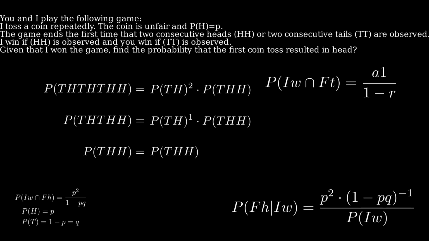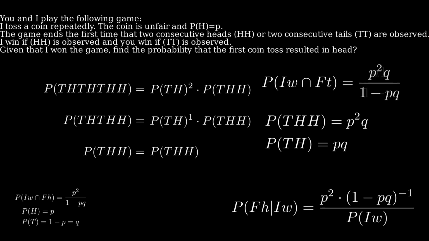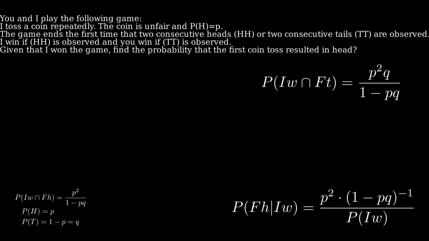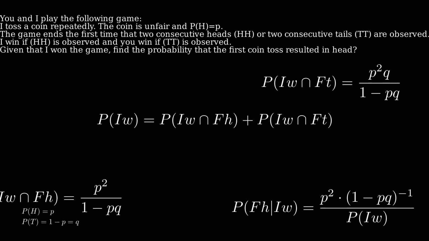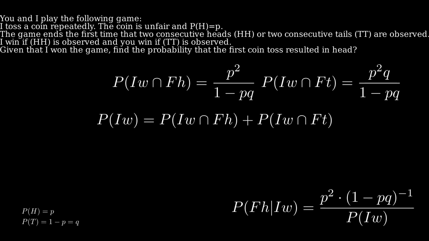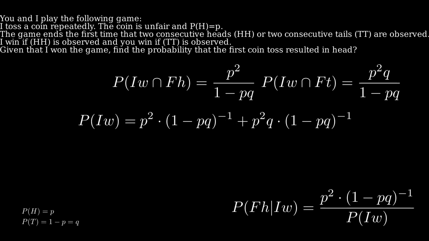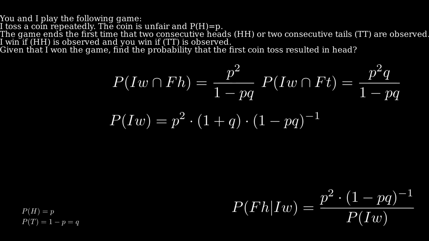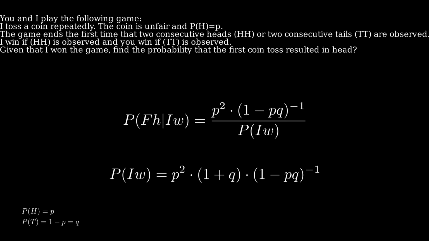A1 is the first term of the sequence. Here it is P of THH. R is the ratio of the sequence. Here it is P of TH. Now we can find the P of I win. With that we can complete our main equation.